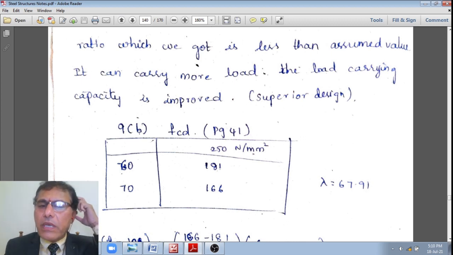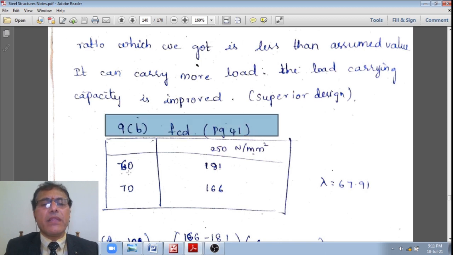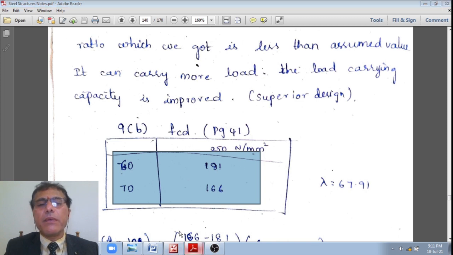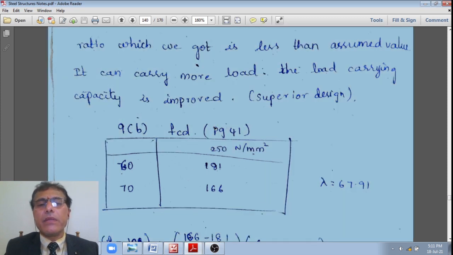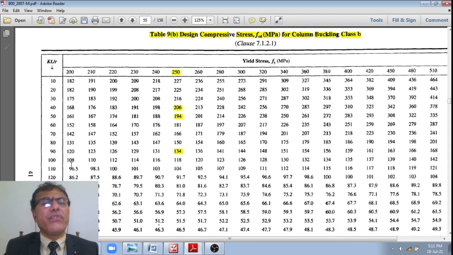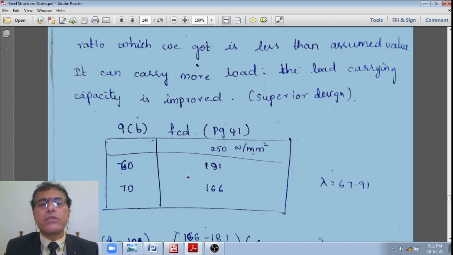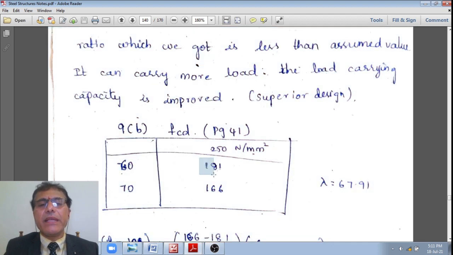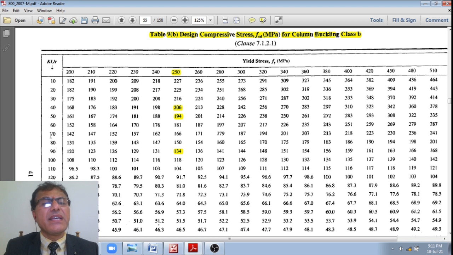Now I'll go to Table 9b, because about the minor axis it is buckling class B. For slenderness ratios 60 and 70, let me go to page number 41, student. Just wait for a moment. Yes, for 60 it is 181 and for 70 it is 166.